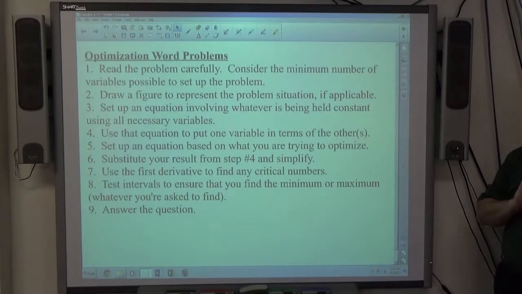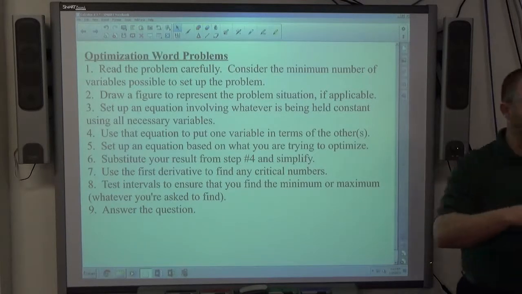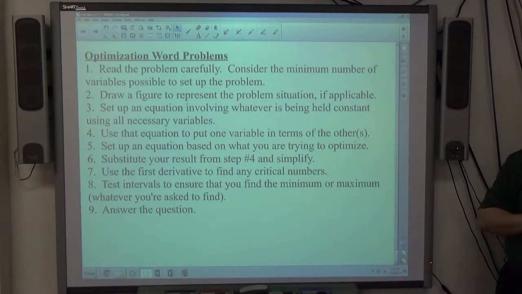Identify what variables are necessary, and you want the minimum number of variables possible. If there's a way to make one variable the same as the other, for example, if they say the length is twice the width, that's one variable to represent length and width. You don't have to use L for length and W for width. Let W be the width, then 2W would be the length. So if they give you some type of statement along those lines, you want the minimum number of variables possible. Every time you pick one less variable, you've made the problem about 15 times easier.